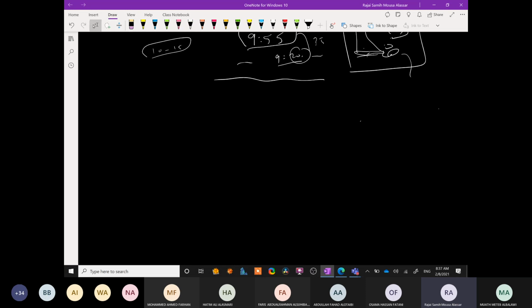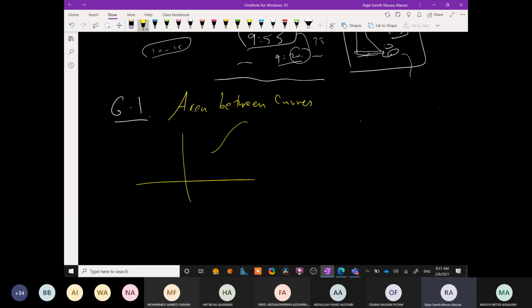Okay, so we're starting the new section, which is the area between curves. This is a small section, and I'm sure that you already know it. Suppose that I have a function here, and I want to find the area underneath it from a to b. Then all I need to do is just integrate this from a to b. This is the integral of f of x dx, and then that's it.